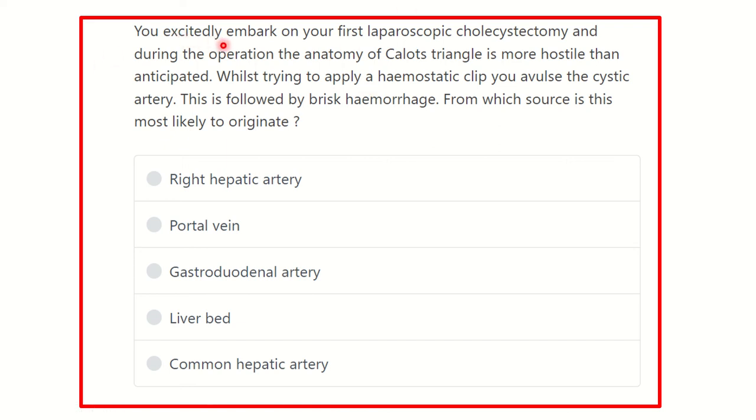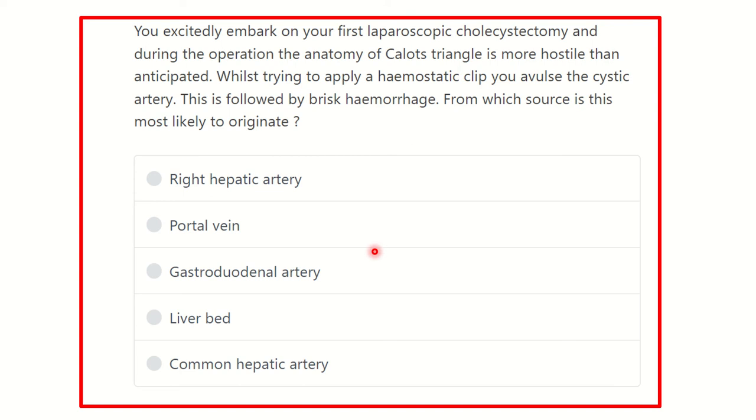You excitedly embark on your first laparoscopic cholecystectomy, and during the operation, the anatomy of Calot's triangle is more hostile than anticipated. While trying to apply a hemostatic clip, you avulse the cystic artery. This is followed by brisk hemorrhage. From which source is this most likely to originate?